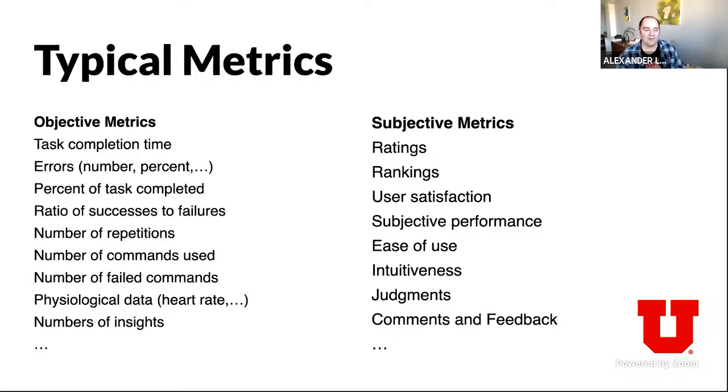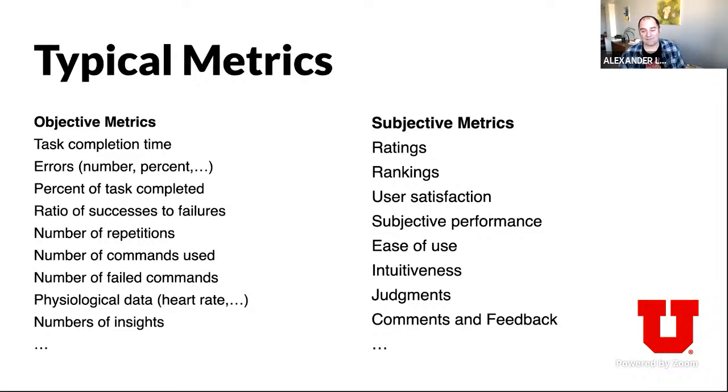So you have objective or numerical metrics, things like task completion time, errors in number or percent of tasks completed, ratio of success to failures, number of repetitions, number of commands used, number of failed commands. You could capture physiological data such as heart rate, brain activity, or skin conductivity, and so on. You could collect a number of insights.